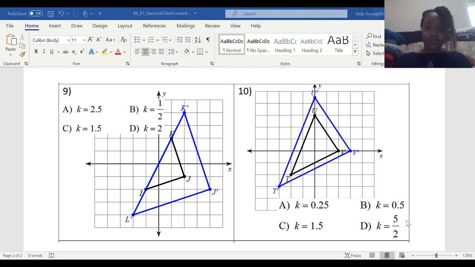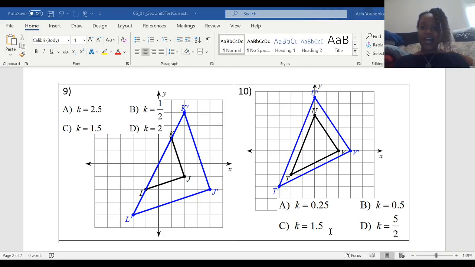In this next pair of problems, we are asked to find the scale factor from the smaller figure, or the black figure, pre-image, to the blue figure, our image. So we're given this pre-image original triangle, triangle JKL, and we're asked to see what was multiplied to this pre-image JKL to get our image, or our new figure, J prime, K prime, L prime. So how do we go from here to here, basically?